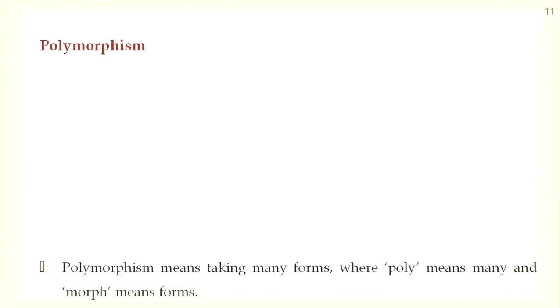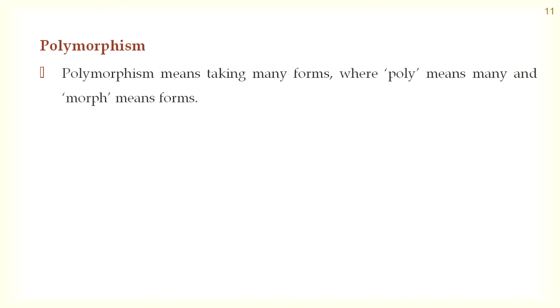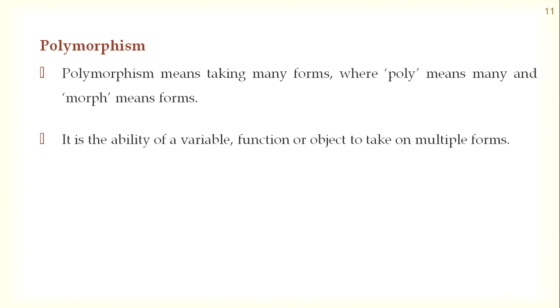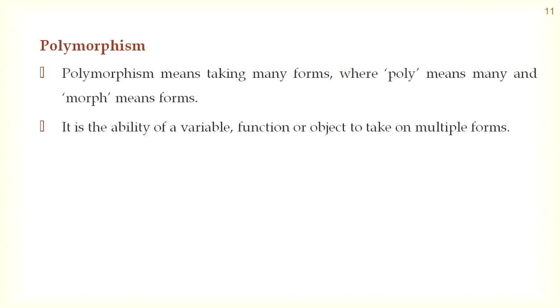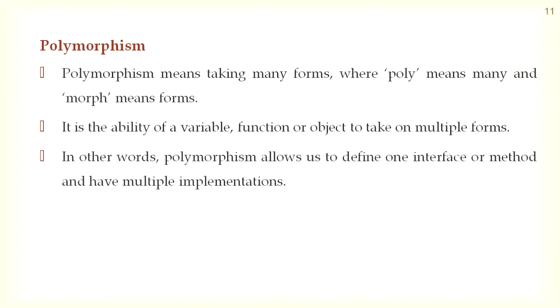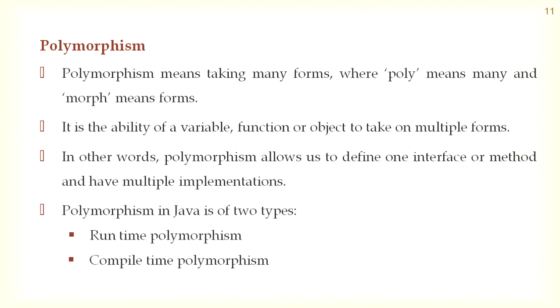Then polymorphism. Poly means many. So polymorphism means taking many forms. It is the ability of a variable, function or object to take on multiple forms. In other words, polymorphism allows us to define one interface or method and have multiple implementations. Polymorphism in Java is of two types. One is runtime polymorphism and the second one is compile time polymorphism.